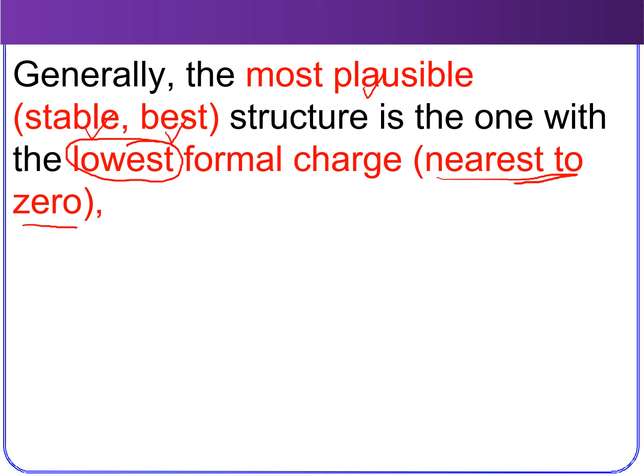So based on just now, carbon double bonded with the oxygen, the formal charges are 0, 0, 0, while for the triple bond and single bond, they are positive 1, 0, negative 1. So in between these two, the first structure with both double bonds is the most plausible structure.